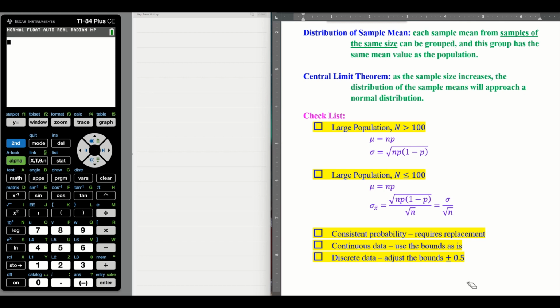And then we must have a consistent probability. And this requires that if you're drawing cards, or drawing things out of a bag, they must be replaced. And then we need to distinguish between if we're working with continuous data or discrete data.